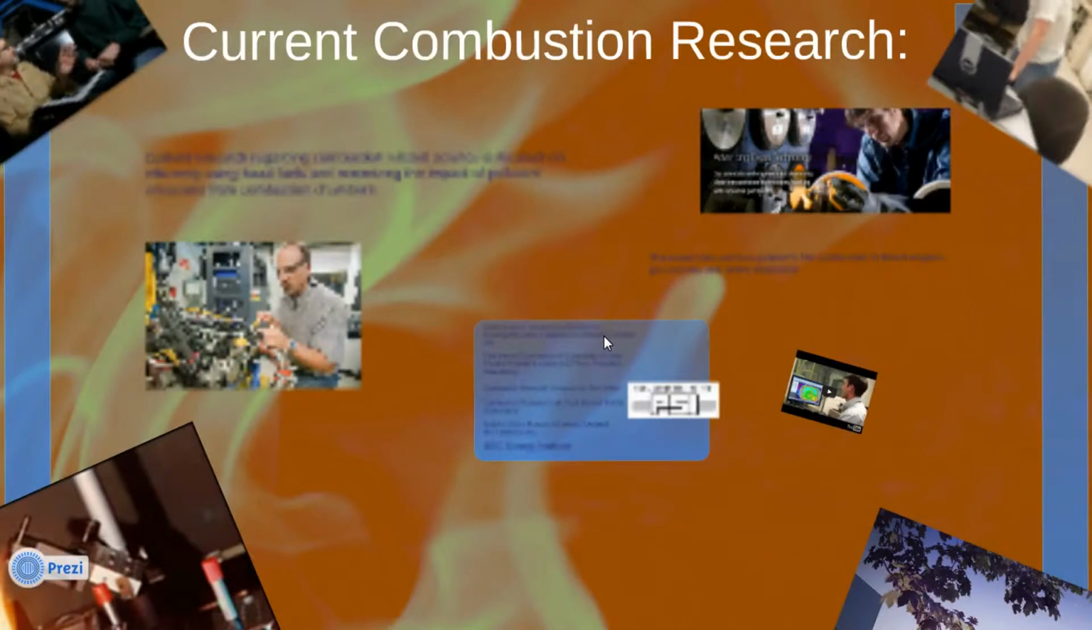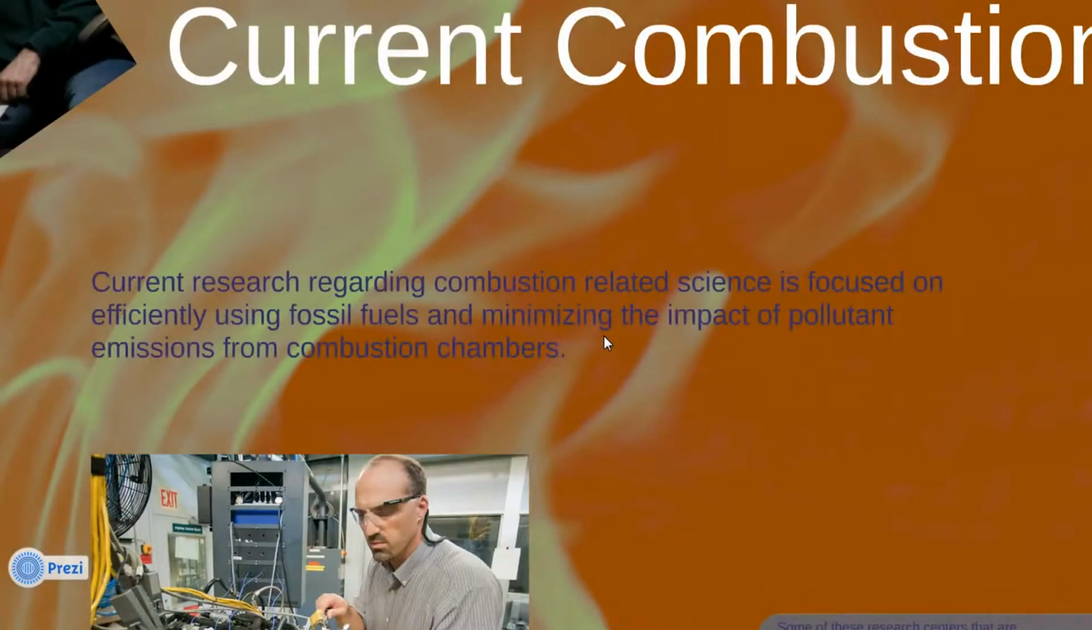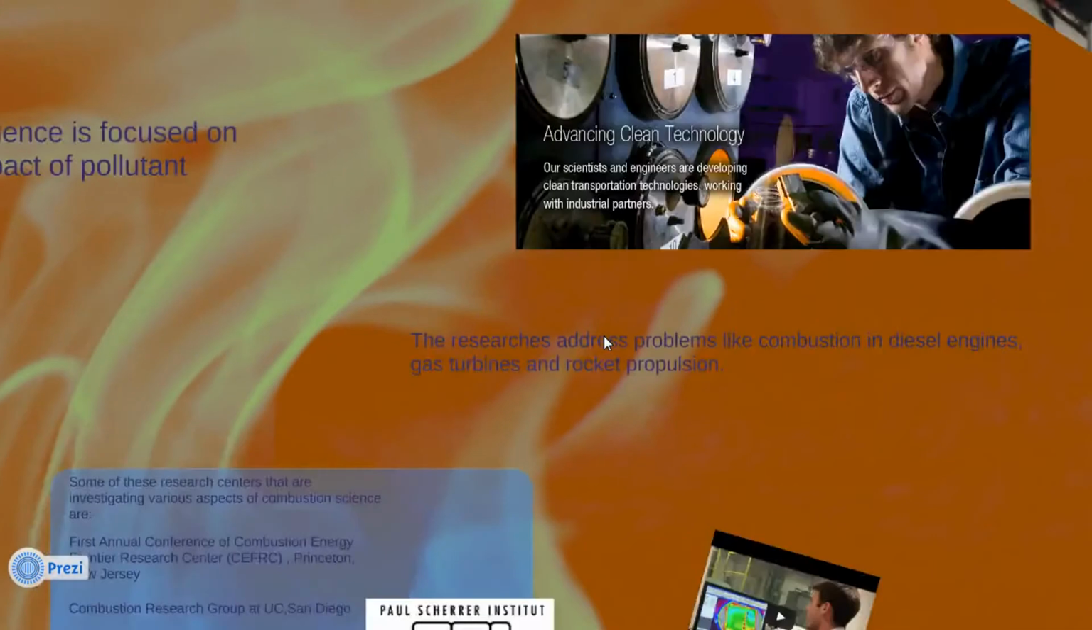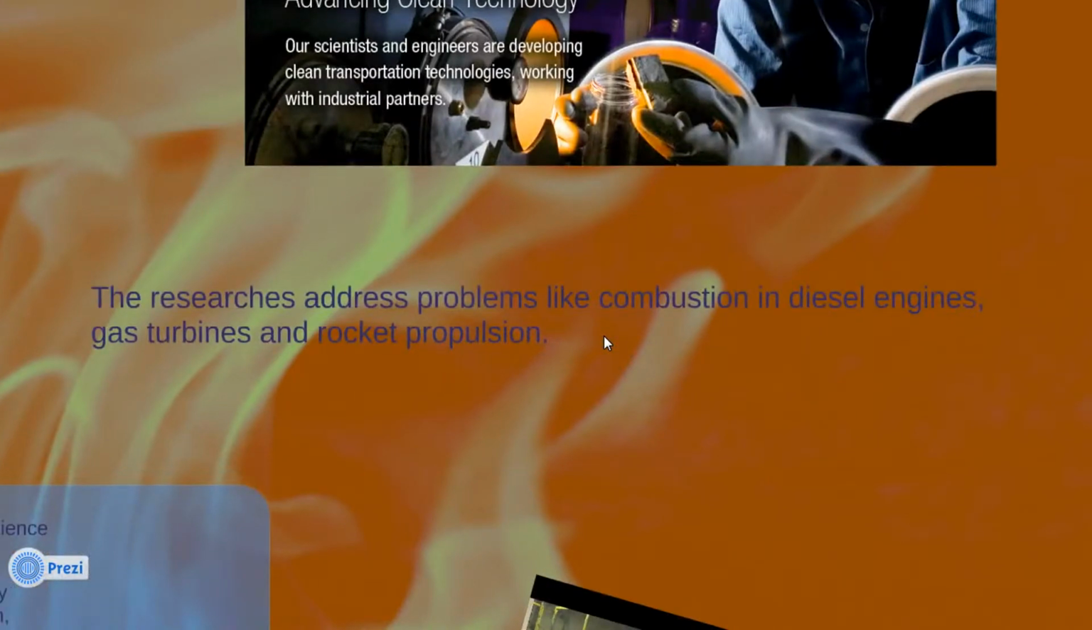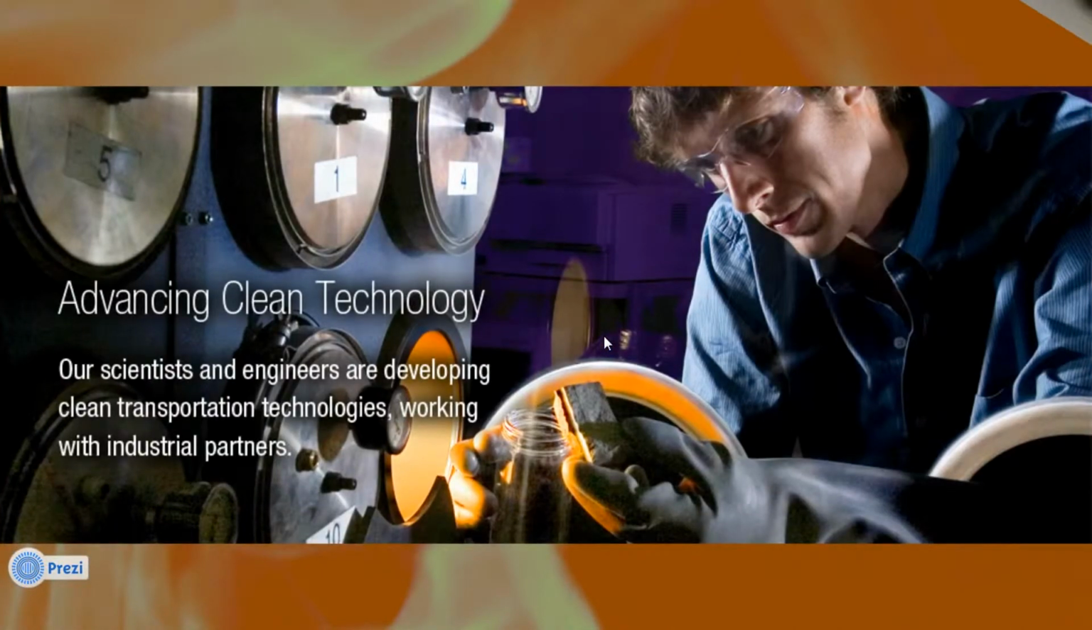My job was about current combustion research in this world. Current research regarding combustion-related science is focused on efficiently using fossil fuels and minimizing the impact of pollutant emissions from combustion chambers. The research addresses problems like combustion in diesel engines, gas turbines, and rocket propulsions. This is an ad called Advancing Clean Technology, which is basically one of the goals for combustion research, making sure that there's no pollution in anything.